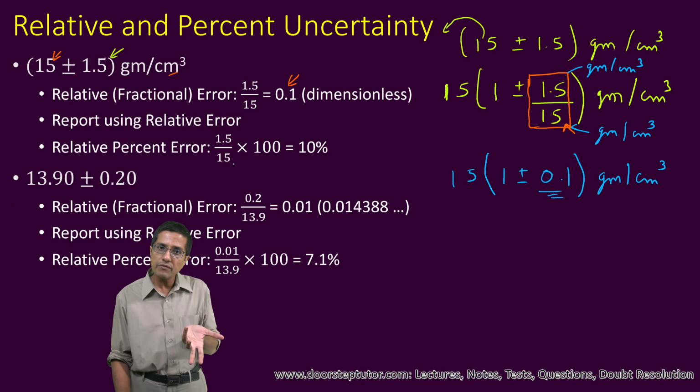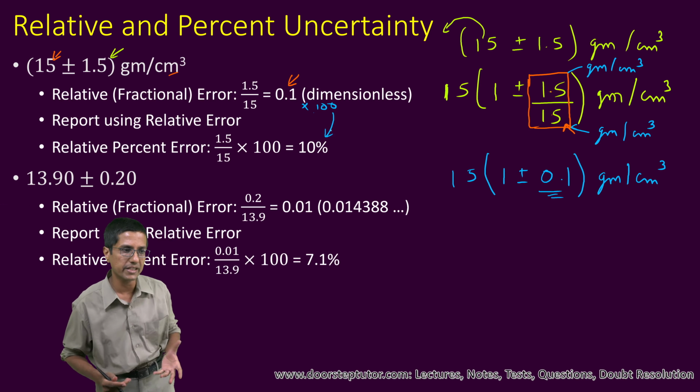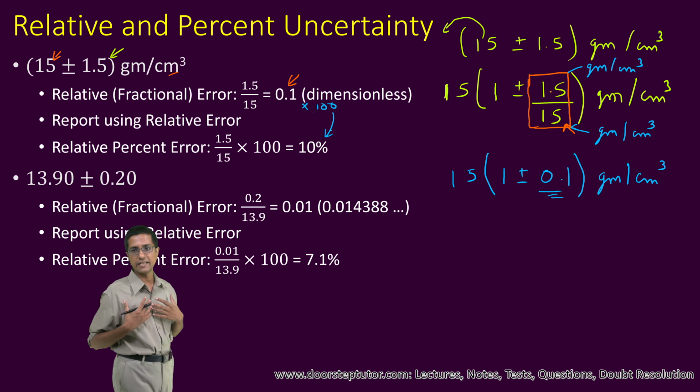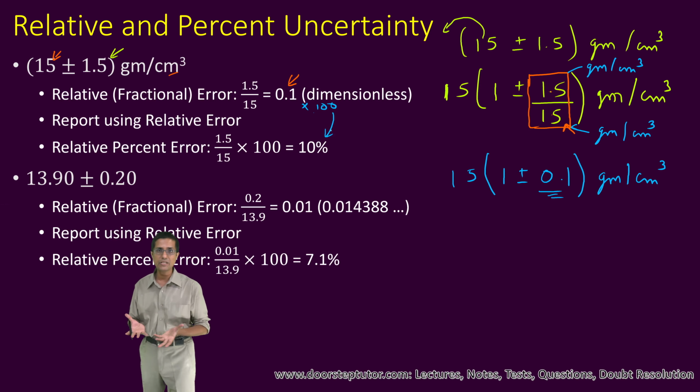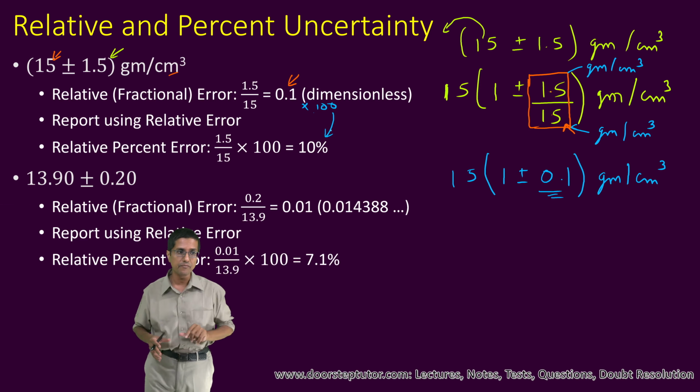Now if we want to convert into percentage, we just multiply this by 100. So this 0.1 into 100 comes out to be 10%, and we say that my error is 10%. Again, 10% of what? 10% of my measurement, which was 15.